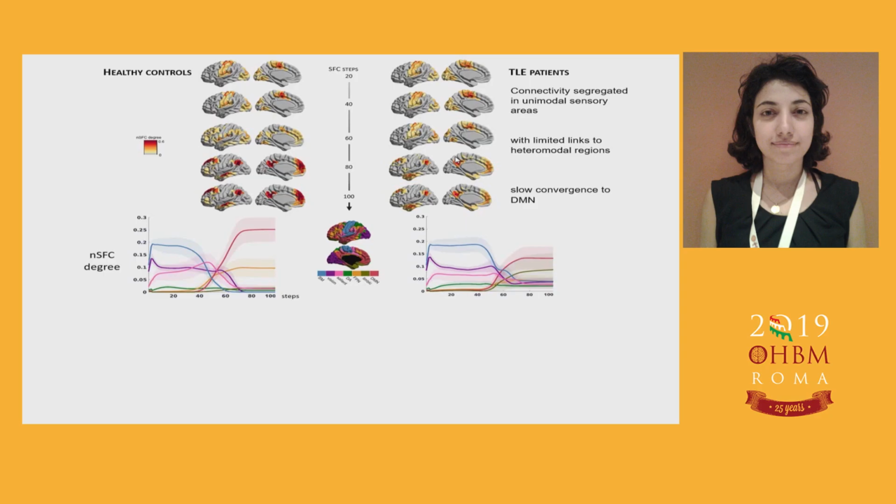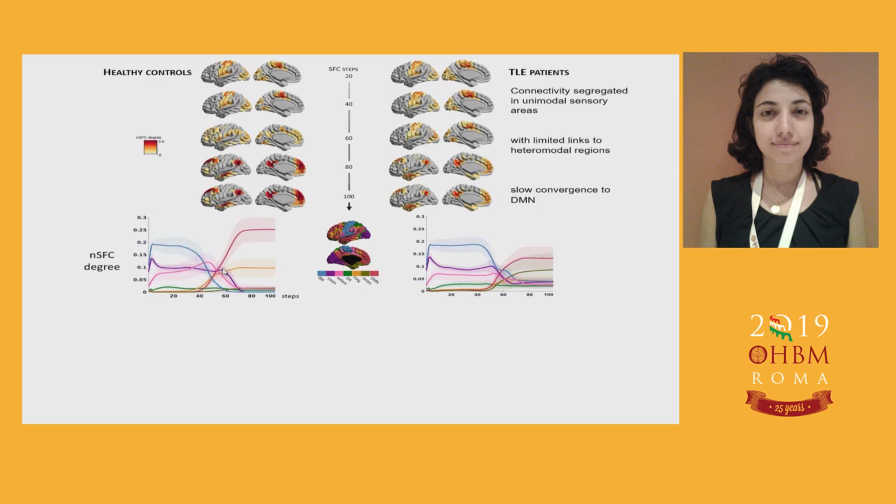Then we looked at the SFC trajectory in relation to functional networks in the two plots represented at the bottom. We have SFC degree on the y-axis and the steps on the x-axis. In controls, as you can see, the SFC transitions from sensory areas, represented in blue, and vision in purple, to the intermediary networks of salience and frontoparietal to reach the DMN at the end. But in TLE patients, it stays in sensory areas for a couple of steps compared with the controls. And although it reached the DMN, it is less strong than in healthy controls.